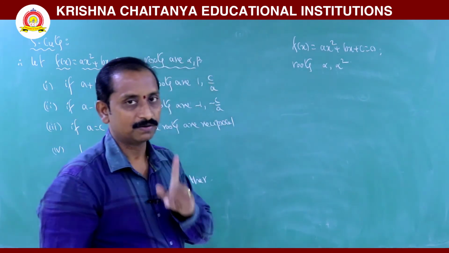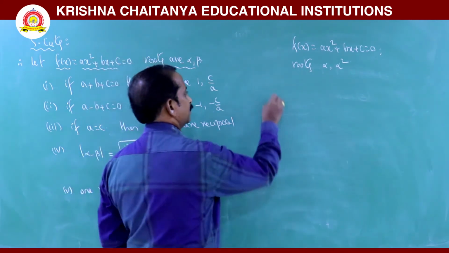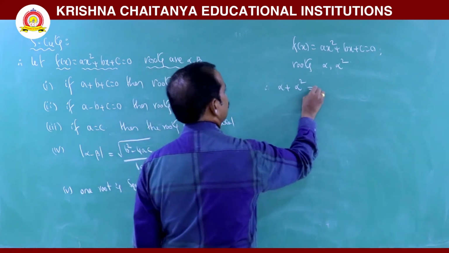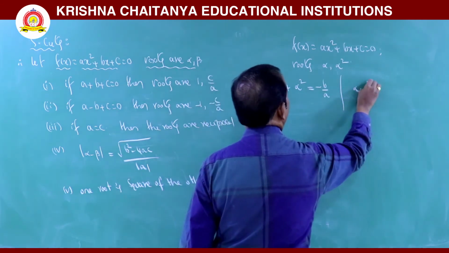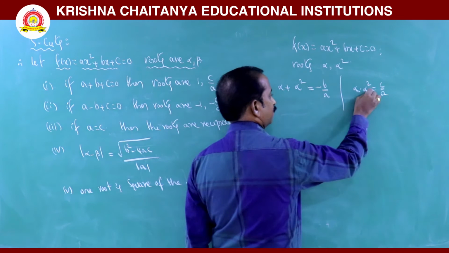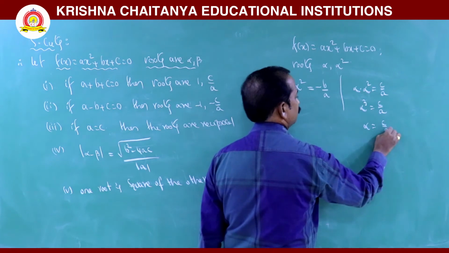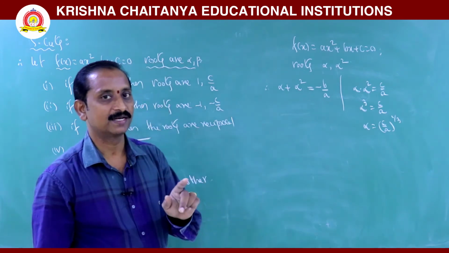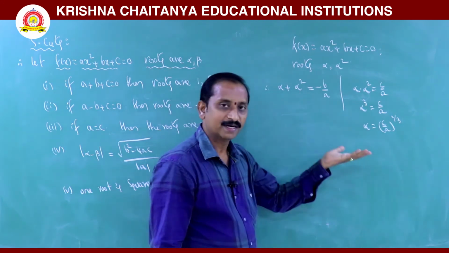Whenever the roots of any polynomial are known, we can consider the relation between roots and coefficients, that is, the sum of the roots and the product of the roots. Sum of the roots is nothing but minus b by a. Product of the roots is alpha into alpha square, nothing but c by a. Now alpha into alpha square is alpha cube. Alpha cube is equal to c by a. I can write alpha is equal to c by a whole to the power of 1 by 3. To get the condition, from these two equations we can eliminate alpha, and we get the condition.